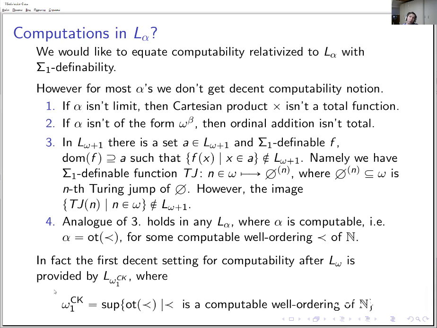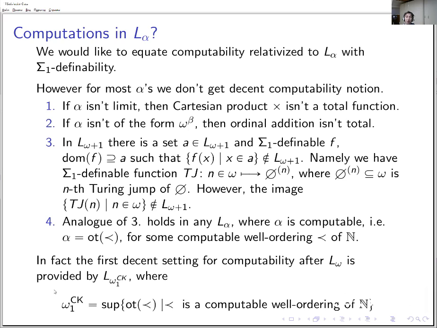So we have the structures L alpha, and of course we could regard them as models in set theoretic language, where we have L alpha and the membership predicate. And now the idea would be to equate computability with sigma 1 definability, as we have done before. However, if you consider just some arbitrary alpha, you might not get something particularly nice if you do something like this.